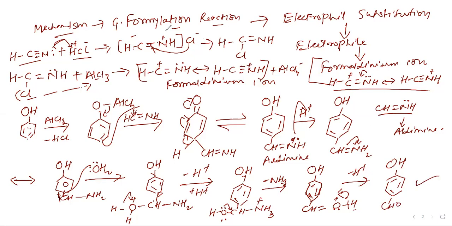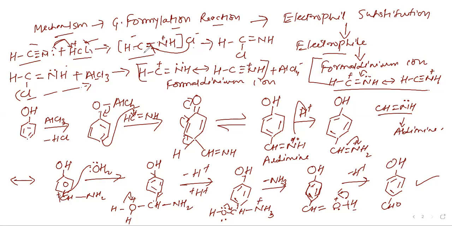Right, so let's just quickly go through this. This is your Gattermann formylation reaction, where, since this is an electrophilic substitution reaction, your electrophile is your aldimine, which is your formaldiminium ion here, a positive reagent which will attack the benzene nucleus at the para position, right? Since the reaction is taking place in the presence of aluminium chloride, both HCN and HCl will react, right? Nitrogen has a lone pair, hydrogen has a positive charge. It will react to form this aldimine chloride, right?